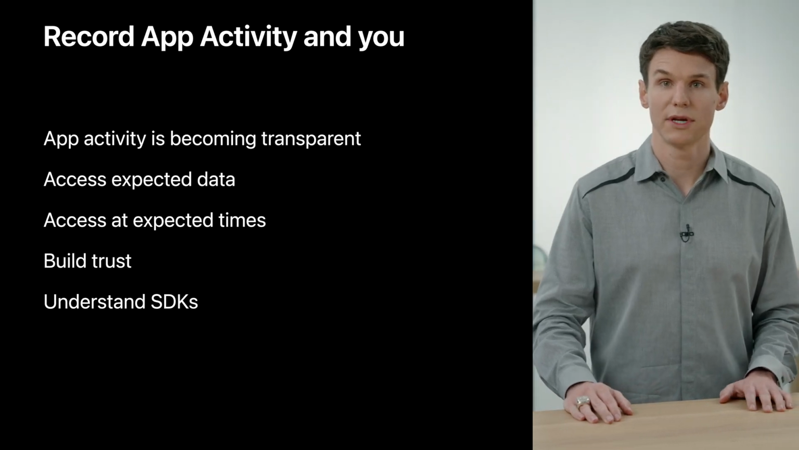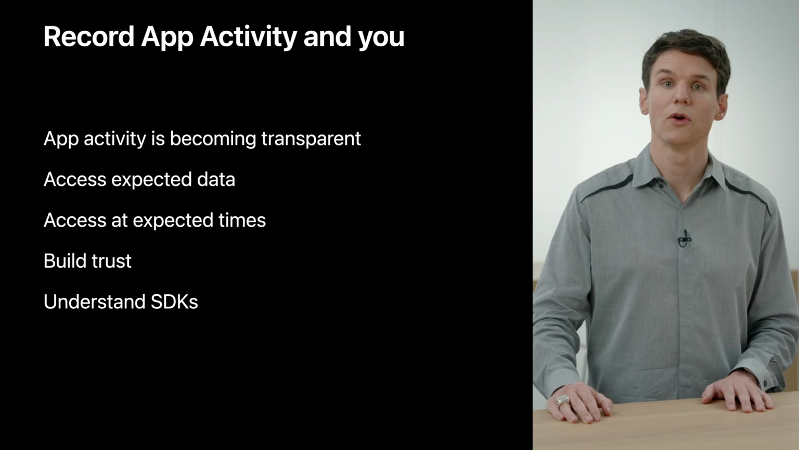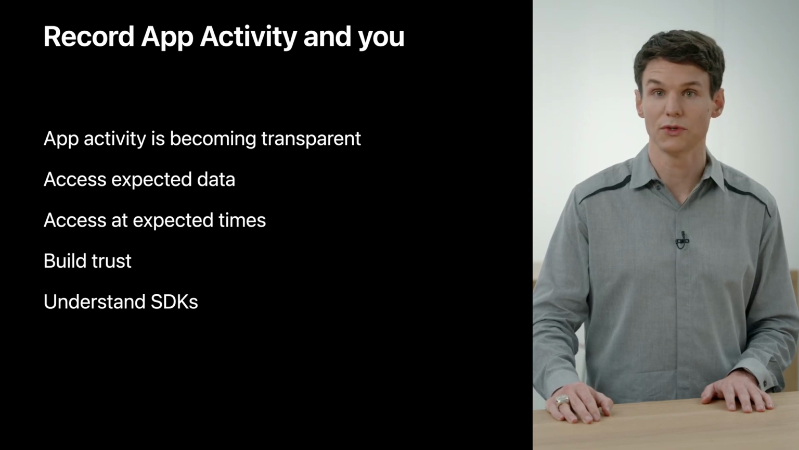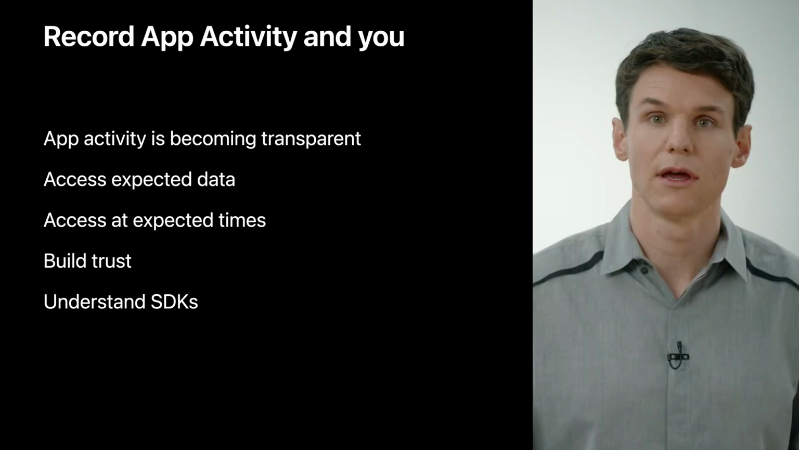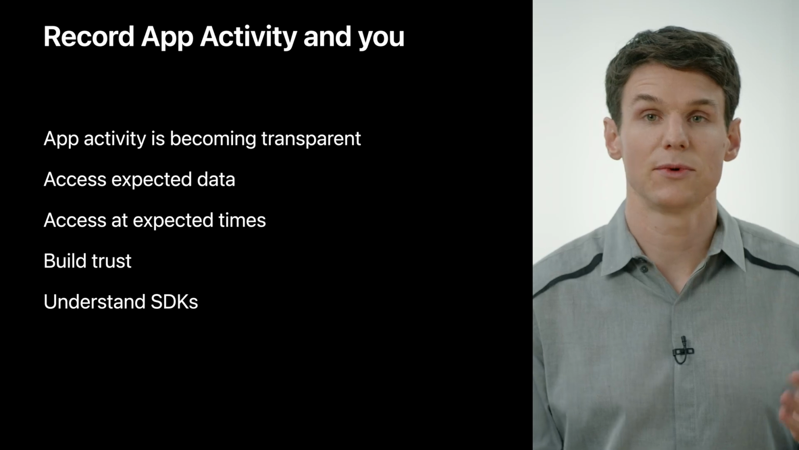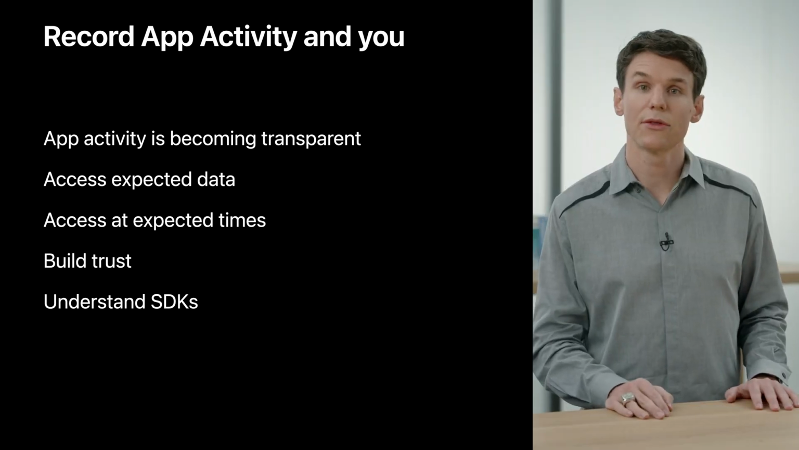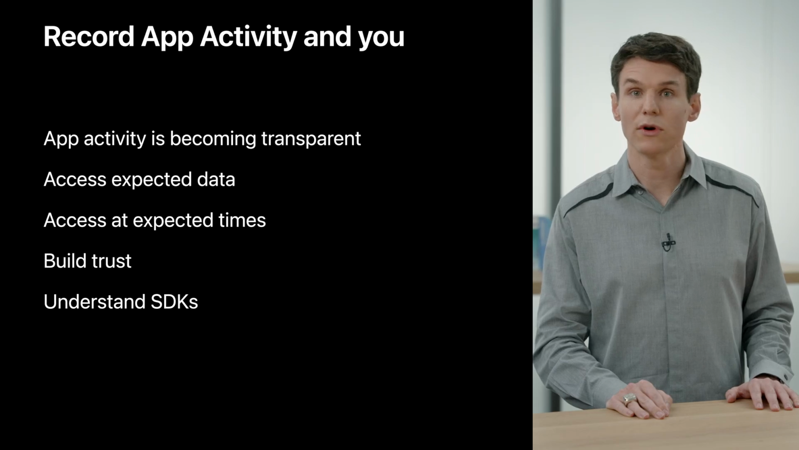App Privacy Report exists to provide transparency on app behaviors. And Record App Activity is a great tool to help you understand what people will see when App Privacy Report becomes available in an upcoming software update. Your app should access only data the user would expect, and at the times they would expect.